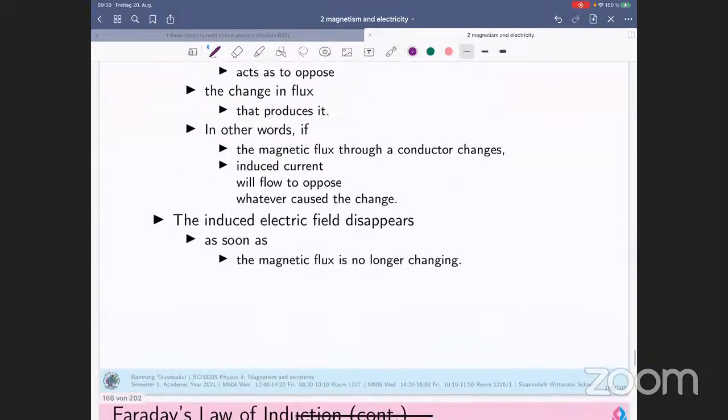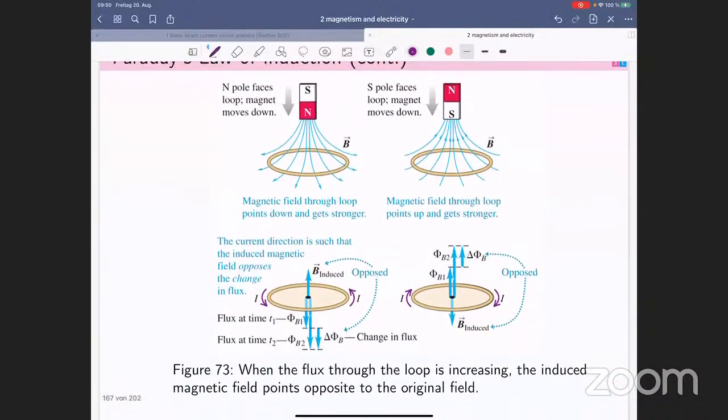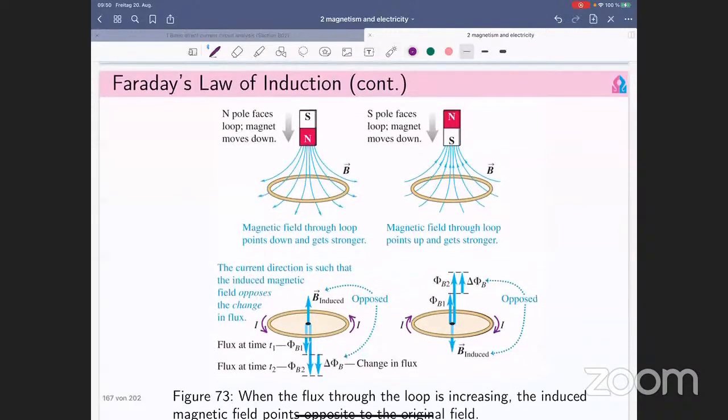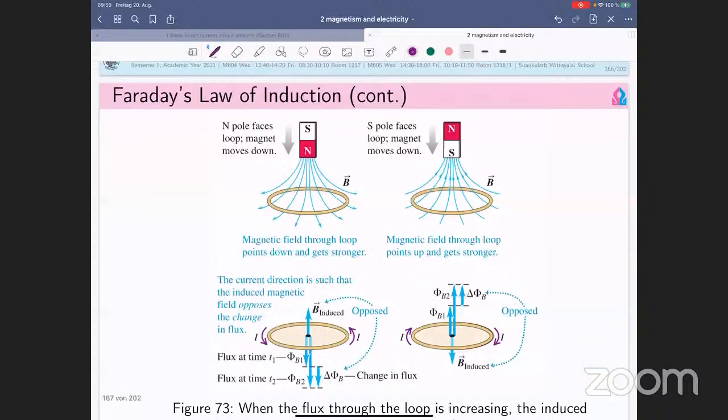All right, that's Faraday's induction law, and the explanation of Faraday's induction law will be continued in the next lecture. This is M604, which will take place next Wednesday.